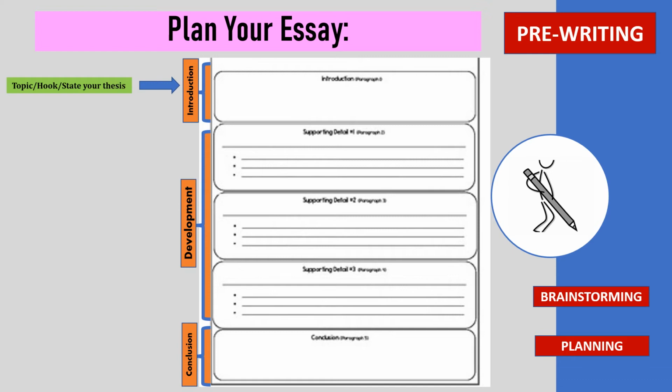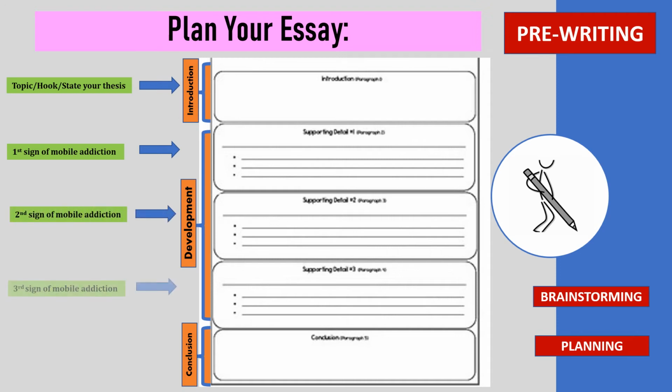So in the development, you have usually 3 paragraphs, and in the first paragraph, you need to talk about or explain the first sign of mobile addiction. And usually, you start with the topic sentence, and then you provide supporting details and examples. This is done in each of the coming paragraphs.